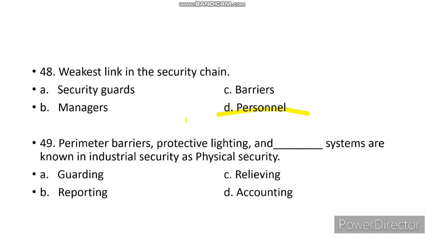49. Perimeter barriers, protective lighting, and blank systems are known in industrial security as physical security. Guarding, di ba? Guarding po.